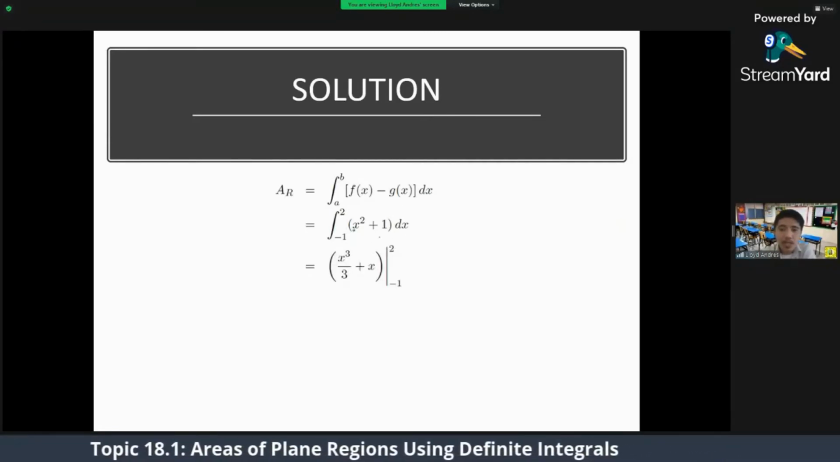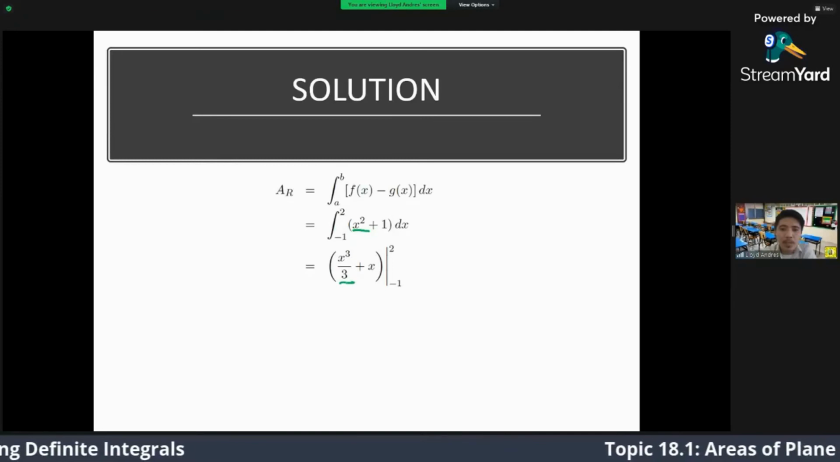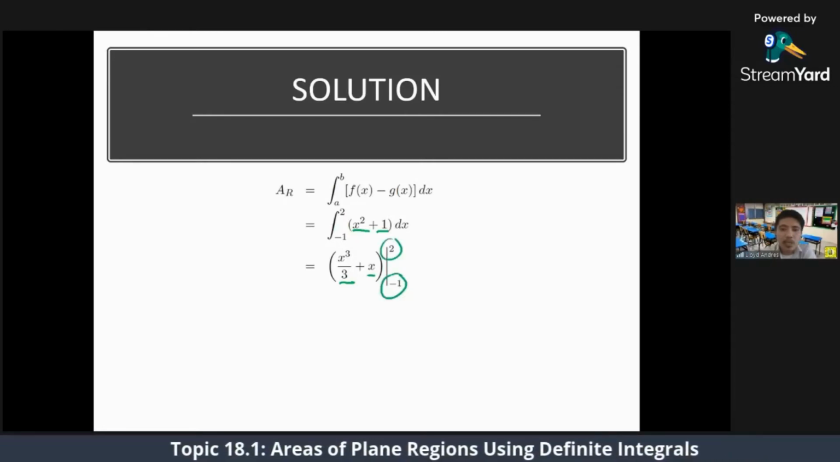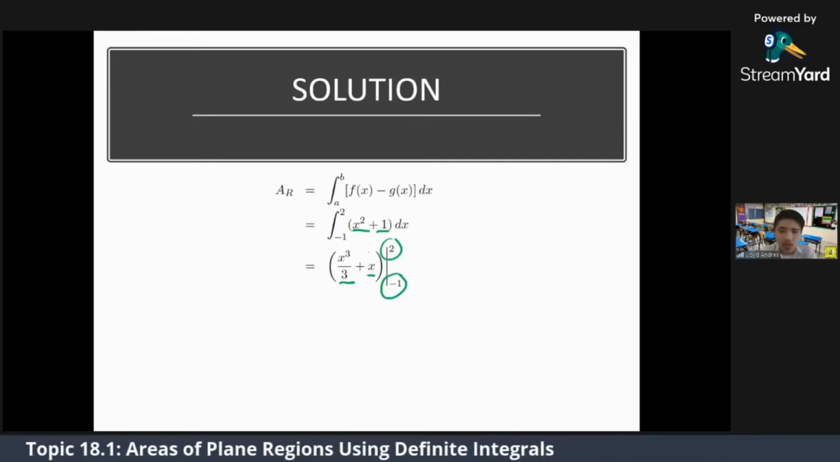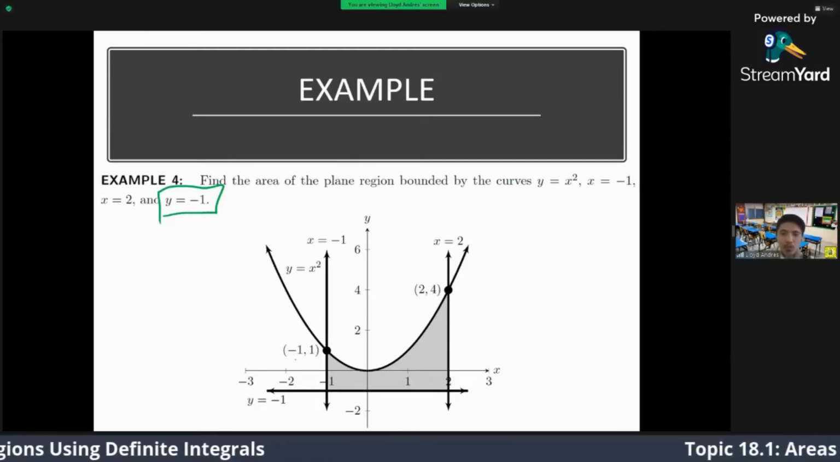Antiderivative of x squared is x cubed over 3. Antiderivative of 1 is x. And then we will evaluate that one from negative 1 to 2. Asa na si negative 1 to 2? Balik ta sa atong x coordinate sa atong intersection, negative 1 ug 2.